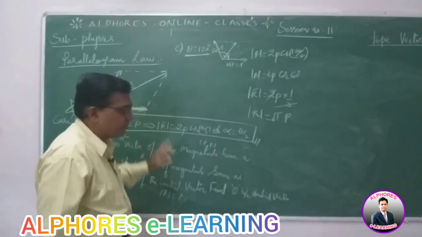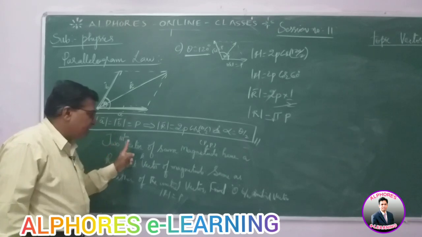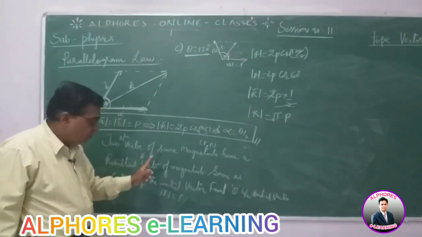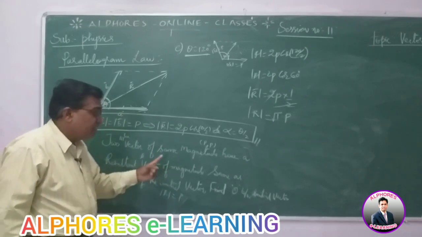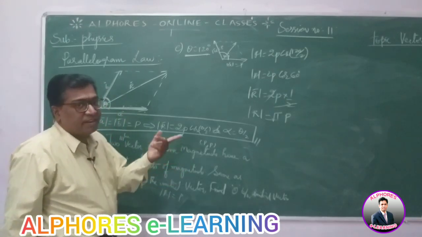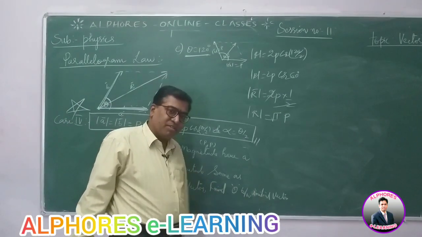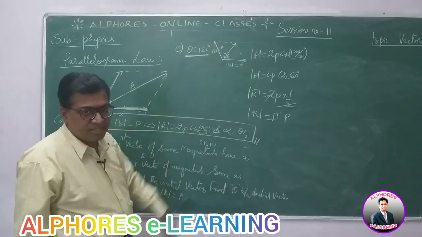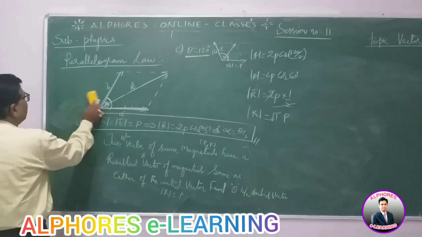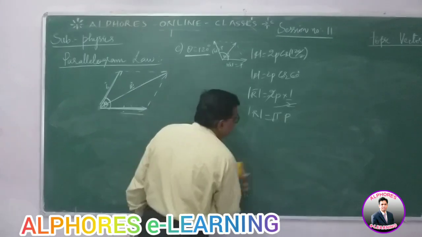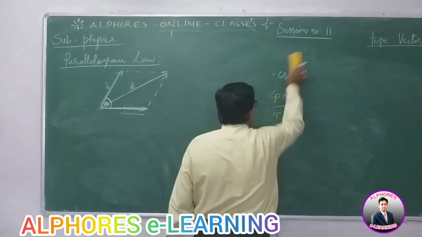Very important problem. Two similar vectors of same magnitude have a resultant vector of magnitude same as that of either of the vectors. Then what is the angle between the vectors? This is the way the question is asked. So the resultant magnitude is same as one of the vectors, then the angle between the vectors is 120 degrees.